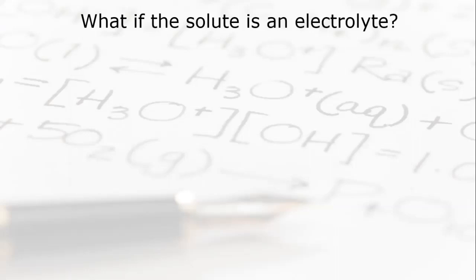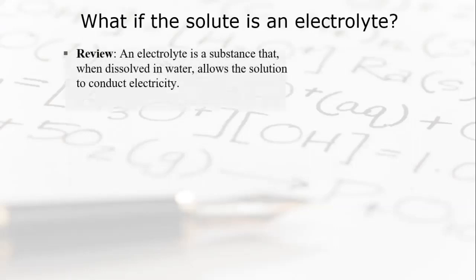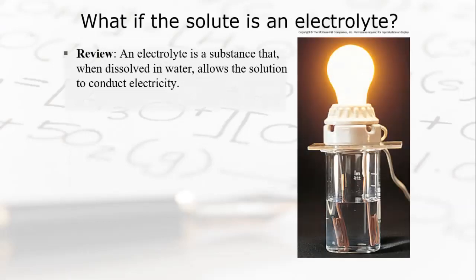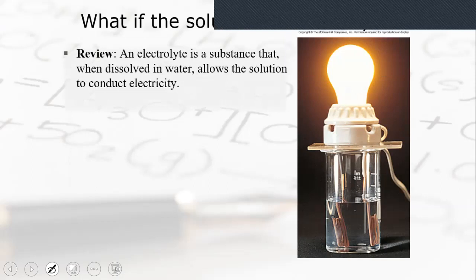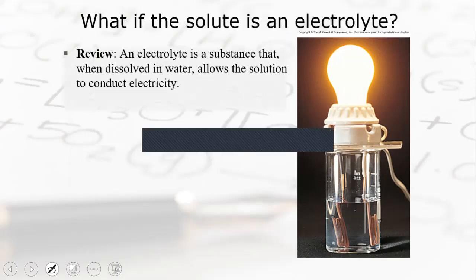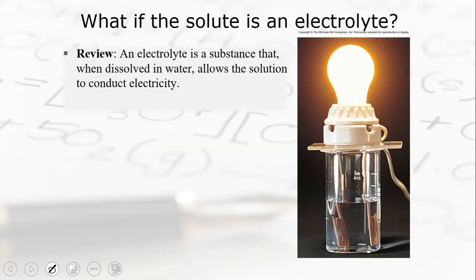All right. What if the solute is an electrolyte? Let's think about this. Remember that an electrolyte is a substance that when you dissolve it in water, allows a solution to conduct electricity. So if I take water and I stick a light bulb with 2 non-connected electrodes in it, I don't get any light to turn on. But if I've made a solution with an electrolyte, the light turns on because there's electrical energy being conducted. You remember that from, what was it, Unit 4, right?